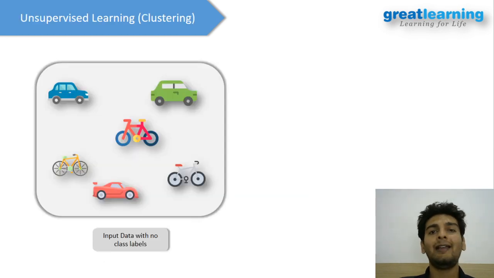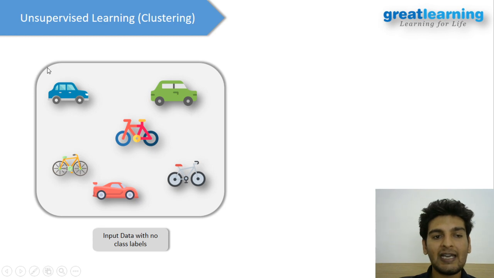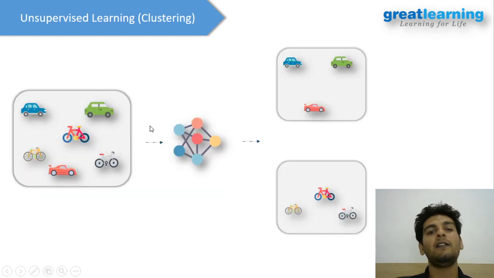Now we'll head on to the next type of machine learning algorithms, which is unsupervised learning. In supervised learning, we saw that there were independent variables and dependent variables, and there was also a class label associated with the data. But what happens in unsupervised learning is we have input data, but there are no class labels associated with the data. If we just look at this picture over here, we just have images of cars and cycles, but there are no labels indicating that this is a car or this is a cycle. So what we'll do is we'll take this set of input data with no class labels and we'll feed this to an unsupervised machine learning algorithm.